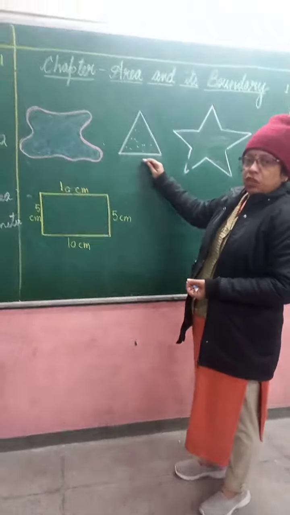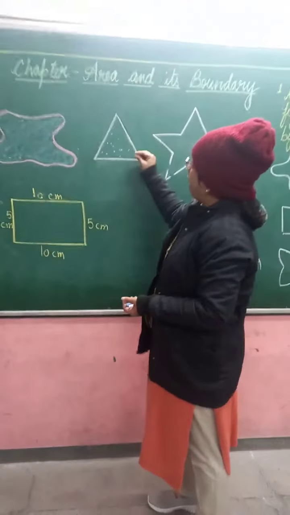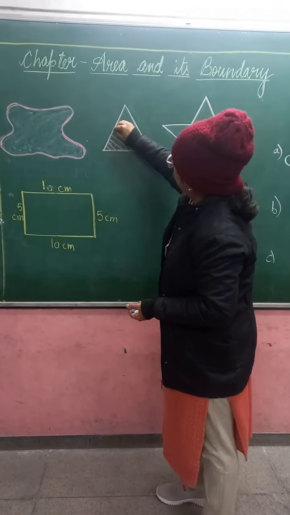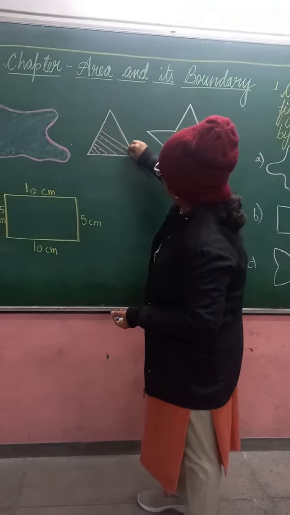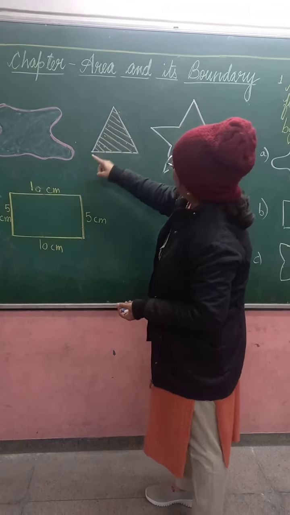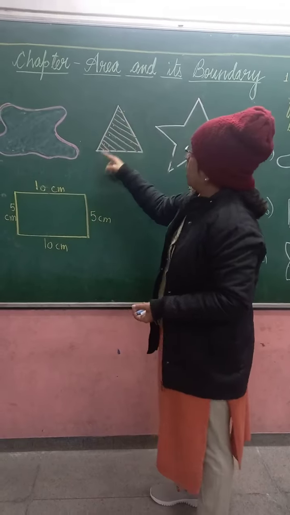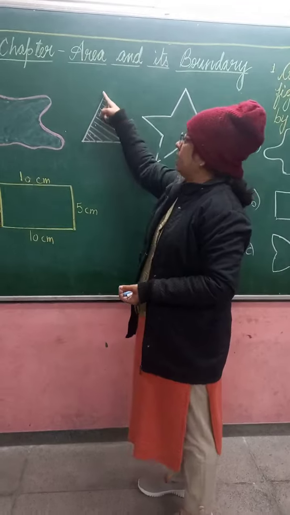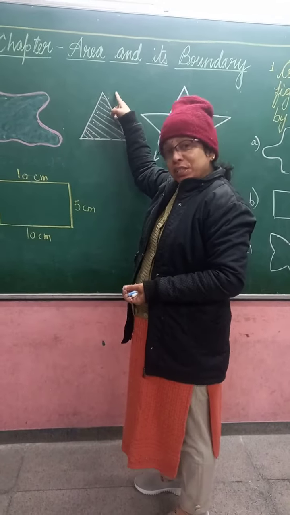In the same way, children, as you can see in the triangle also, if I am asked to show the area, I can show it like this. The space where I am drawing these lines, this space is covered by these three lines. So this space is area and these three lines are called perimeter.